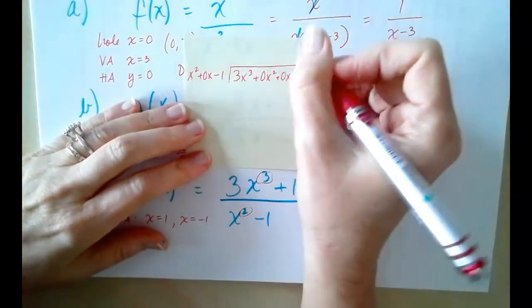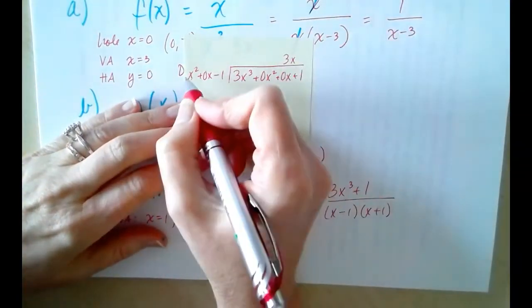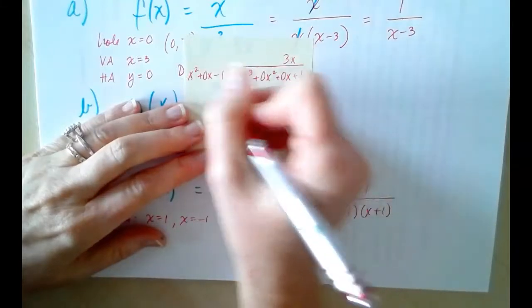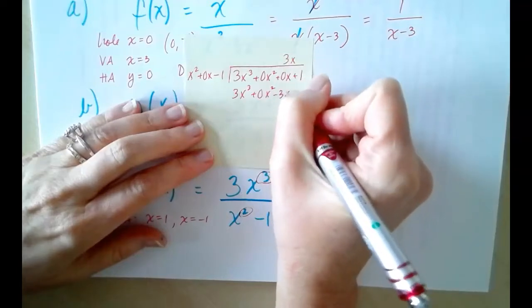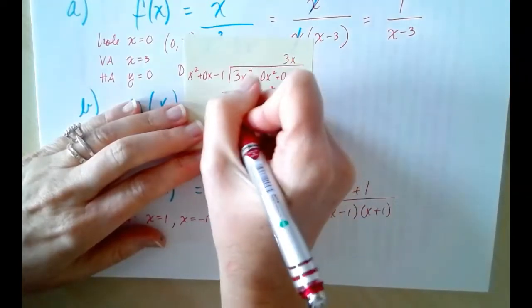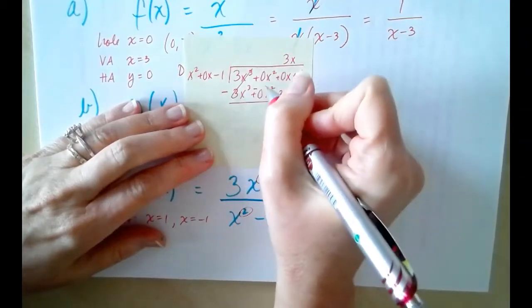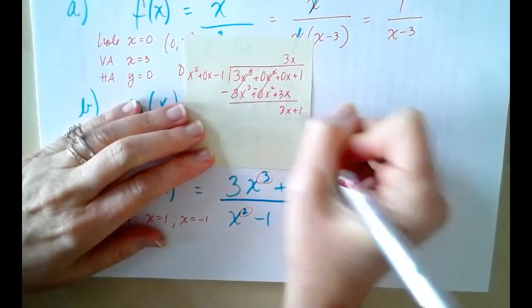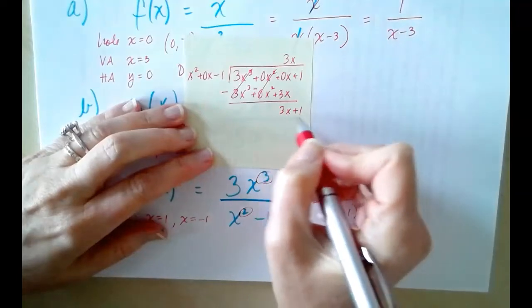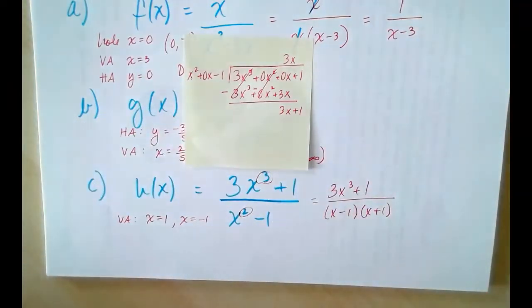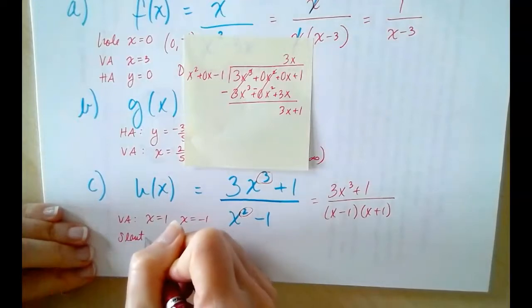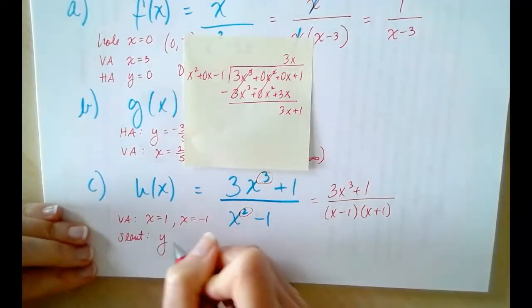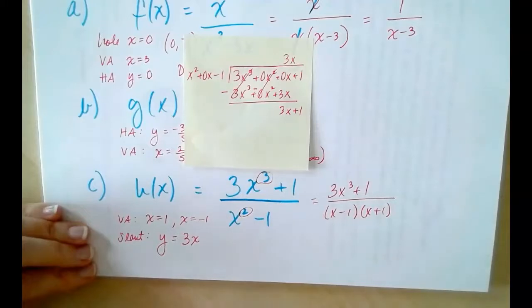X squared goes into 3x cubed 3x times. 3x times x squared, 3x cubed. 3x times 0 plus 0x squared. 3x times negative 1, negative 3x. Draw the line, change all the signs. Cancel, cancel, 3x plus 1. X squared will not go into 3x, therefore this is our remainder. But if we're talking about asymptotes, the remainder is negligible, so just dump it. We have a slant asymptote at y equals 3x.